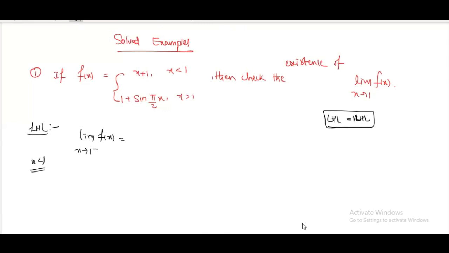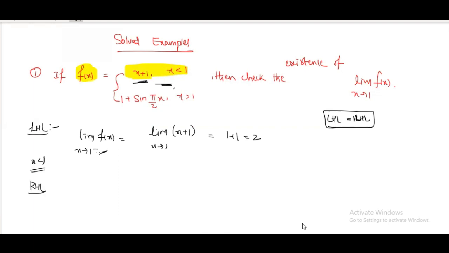When x is less than 1, very clearly they have given f of x, we should take x plus 1. So that means limit x tends to 1 of x plus 1. After taking the limit, there is no need to write the 1 minus like that, because this minus indicates which f of x we should take. Most of the people will get confused here. If any special functions are there, to remove them we will use this 1 minus and 1 plus. So if you substitute the limit here, it will become 1 plus 1, which is 2. So the left hand limit, I got 2.